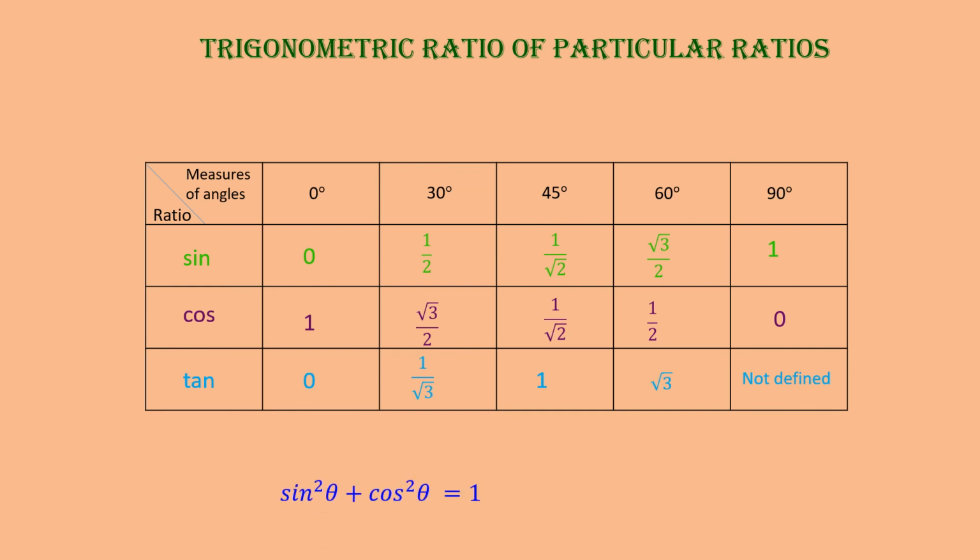We have one more identity which is given to us, sin square theta plus cos square theta equals to 1.